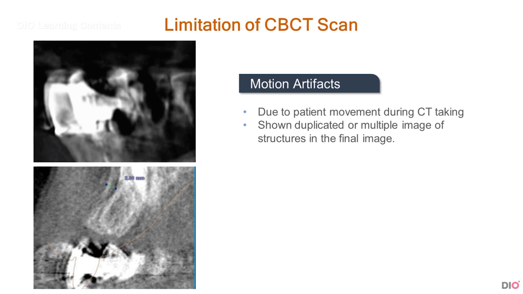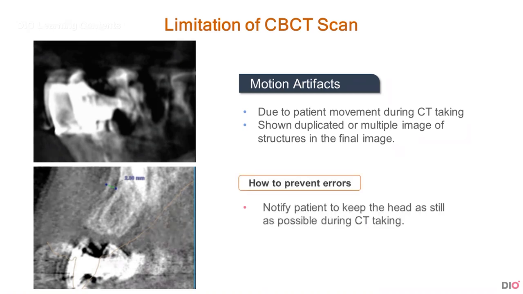Because the CT is taken while the camera rotates around the patient's head, the patient sometimes turns their head along with the CT. These movements cause motion artifacts. The main phenomenon is the overlapping of 2 or 3 images. The way to prevent this is to keep the patient's head still when taking the CT. It's important to tell the patient not to move during the CT scan.